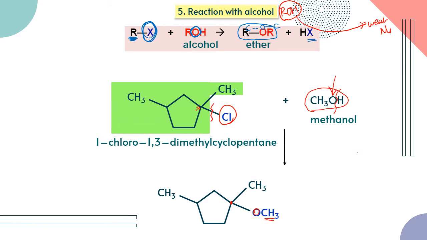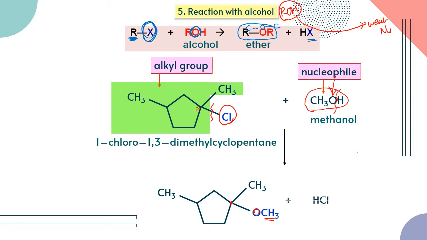This is the methyl group, so the methyl group will be fixed. Sorry, the alkyl group, I mean. This is the nucleophile, our alcohol. The side product you will get is HCl. From the HCl, the leaving group is actually our Cl minus. And then Cl minus will react with the hydrogen that's left behind from the methanol.